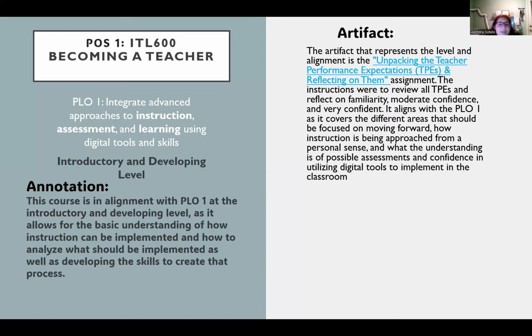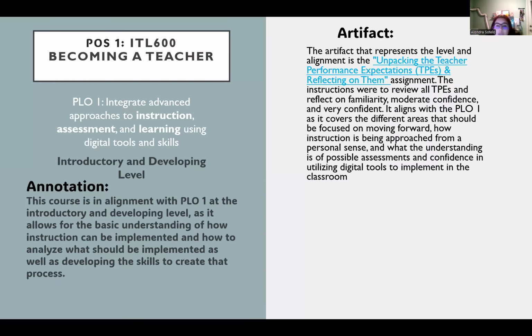POS 1, this is the ITL 600, Becoming a Teacher. PLO 1 is to integrate advanced approaches to instruction, assessment, and learning using digital tools and skills, in the introductory and developing level. This course is in alignment with PLO 1 at the introductory and developing level, as it allows for the basic understanding of how instruction can be implemented and how to analyze what should be implemented, as well as the developing of skills to create this process.